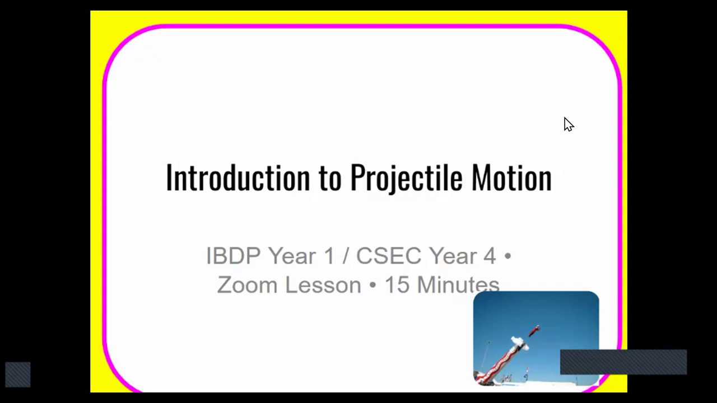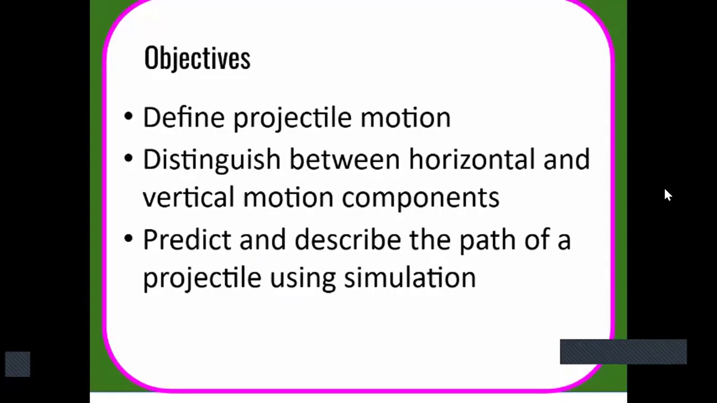All right, so let's go to the objectives of the lesson. At the end of today's lesson, you will be able to define projectile motion, distinguish between horizontal and vertical components of the motion, and also predict and describe the parts of a projectile motion using simulation and some reasoning.